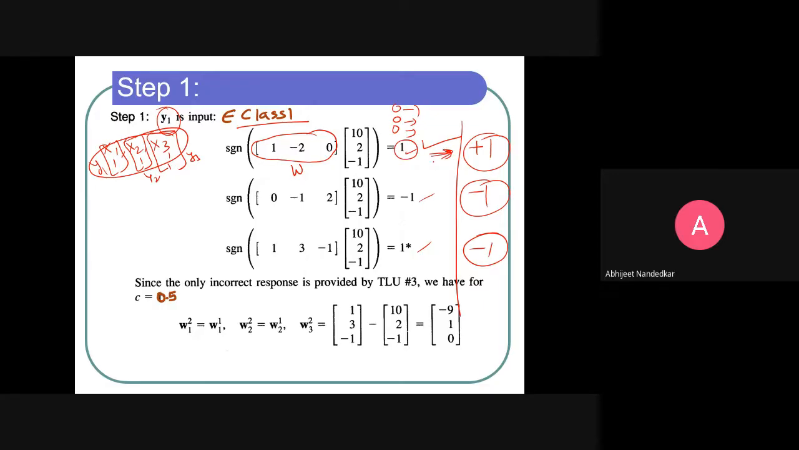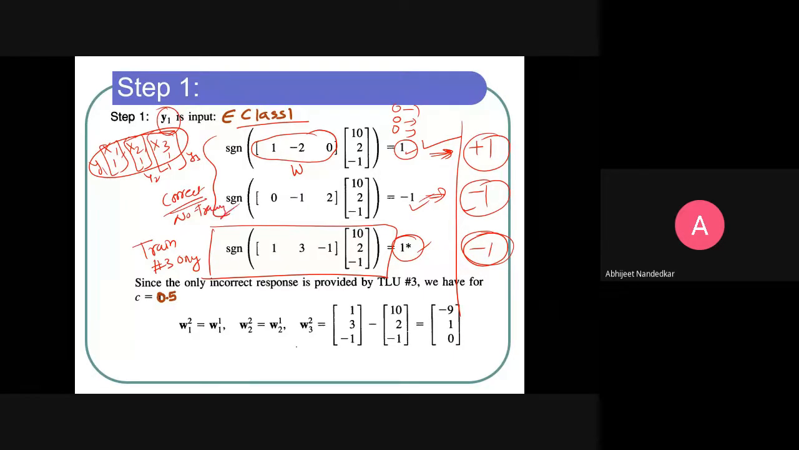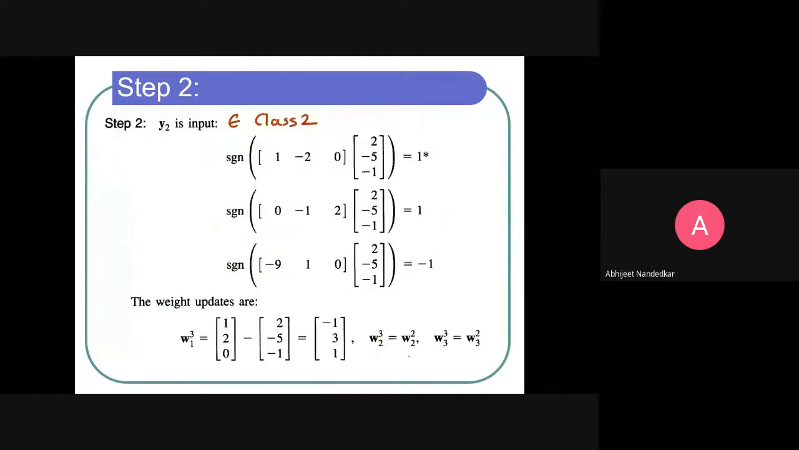So this has rightly given me +1, but here it is -1. That is right, I want that. But here there is a wrong answer, so I need to train neuron number 3 only. These two are producing correct answers, so no need to train them. You can see here this is updated, and only the third neuron is updated using the perceptron learning rule.